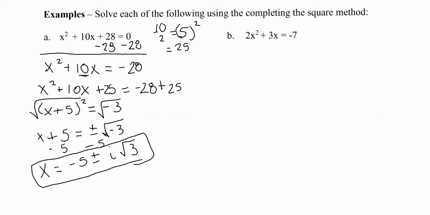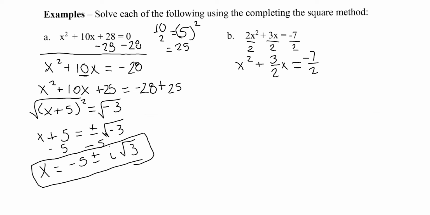To solve B, the nice thing is they already moved c to the other side, but we have a 2 with my x squared. So again, we're going to start off by dividing everything by 2 to get rid of that 2 with the x squared. So it's going to leave me with x squared plus 3 halves x, and it's going to be equal to negative 7 over 2.